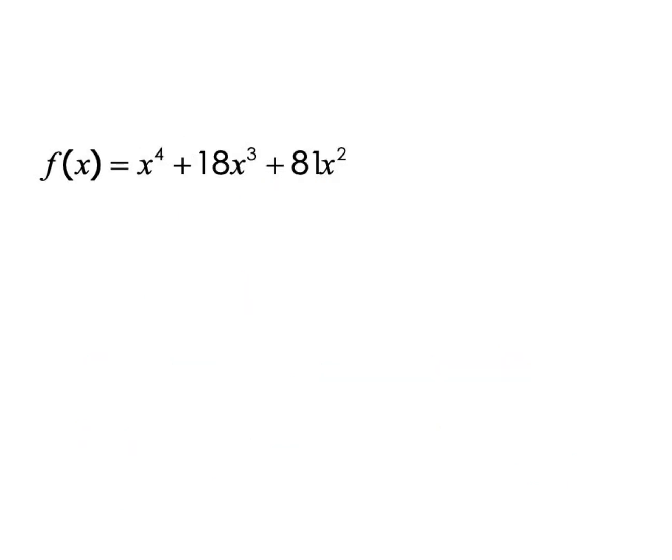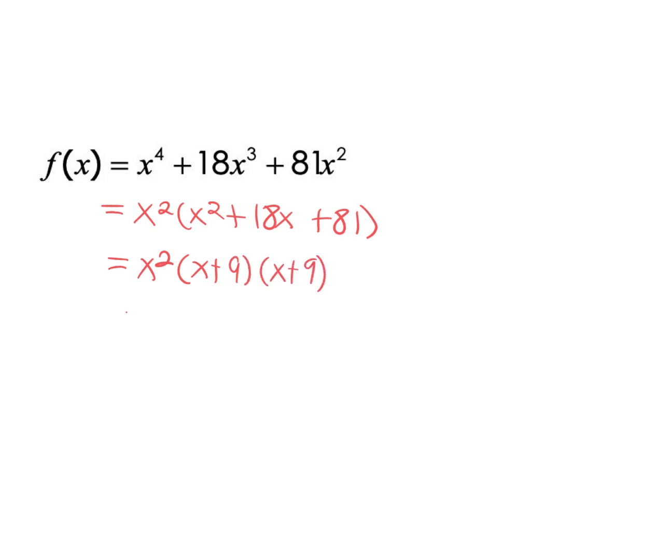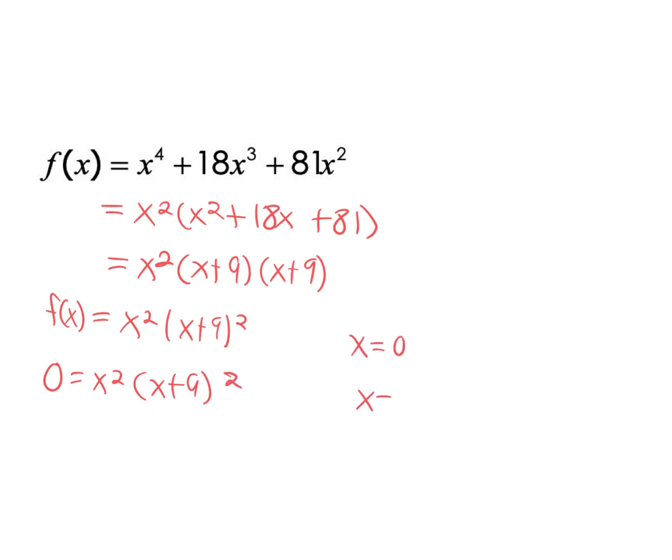Here we need to factor this polynomial and state the multiplicity of the zeros. So we have to factor out an x squared first, so it becomes x squared plus 18x plus 81. Then this will factor as x squared times x plus 9 times x plus 9. So it's x squared times x plus 9 quantity squared equals f of x. We set this equal to 0. Then we have x equals 0, x plus 9 equals 0, so x equals -9, and they both have a multiplicity of 2.